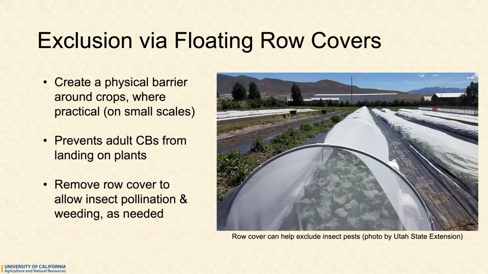Another option is exclusion with floating row covers. As you can see here in this photo, they create a physical barrier around your crops where it's practical. Again, some of these strategies like this one might be more practical on a smaller scale. But this can be really effective. It prevents adult cucumber beetles from landing on your plants. Just be sure you want to bear in mind you want to remove your row cover to allow insect pollination and weeding as needed. So just think about that timing wise when you'd want to make sure you remove row cover as needed.